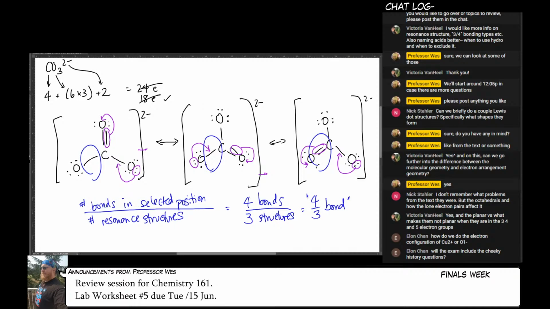And so we would say that the bond length and strength between these two atoms would be similar to that of a 4/3 bond. So a little stronger than a single bond, but not quite as strong as a double bond. Because it's 4/3, it's 1 1/3.